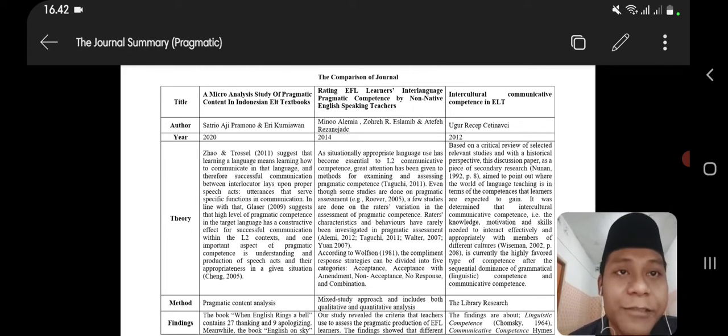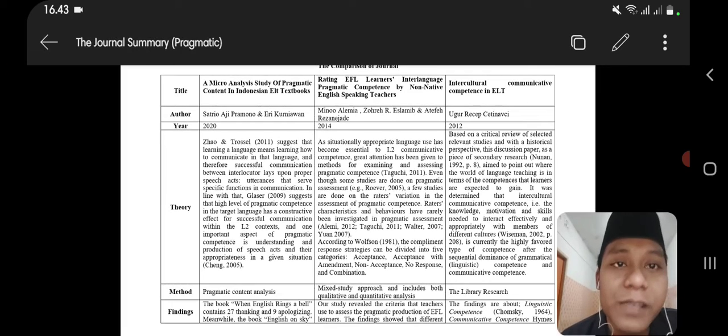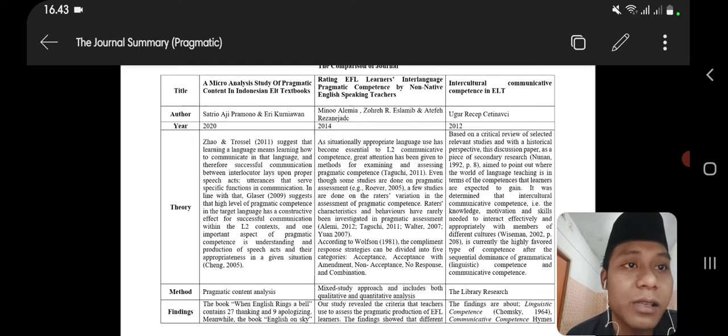Okay, the authors. The first journal is by Satrio Aji Pramono and Eri Kurniawan. The second authors are Mino Alenia, Zahreh R. El Sami, and Atifeh Rezanejak. And the last author of the article is Ugur Resep Setinafsi. The year: the first article is from 2020, the second article is from 2014, and the last article is from 2012.